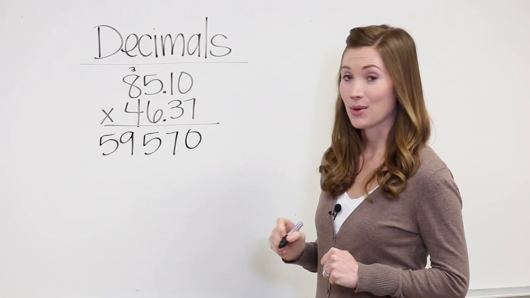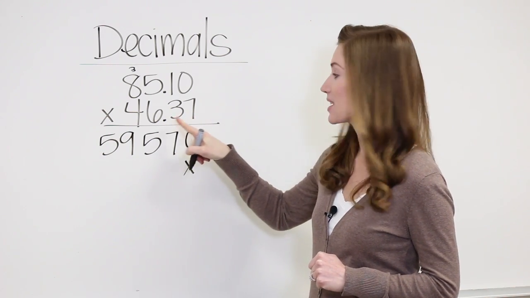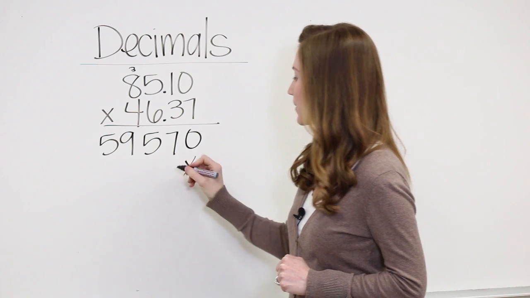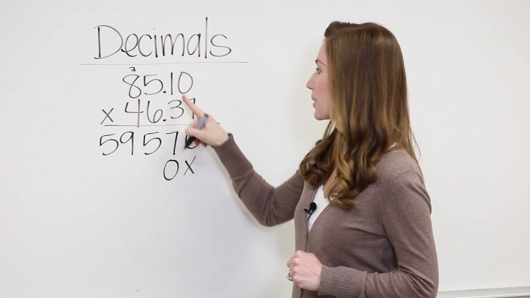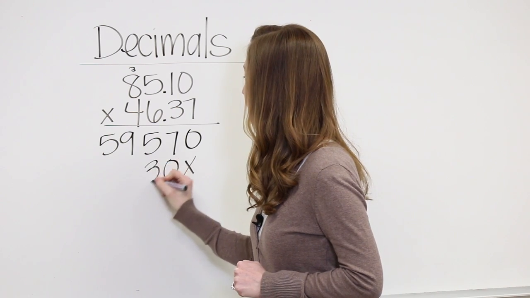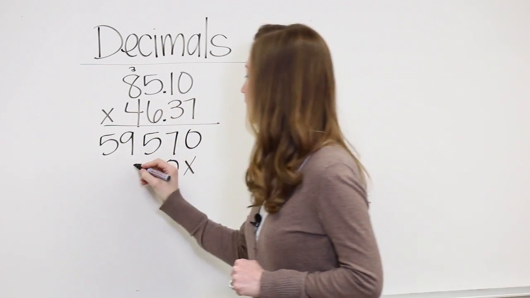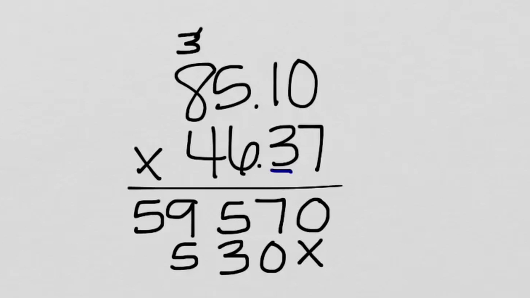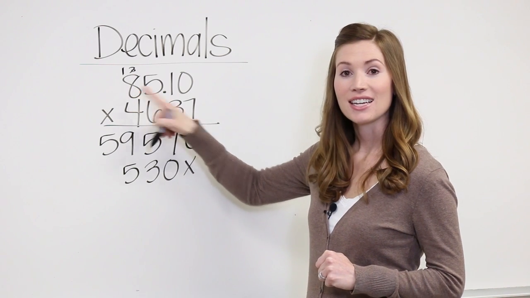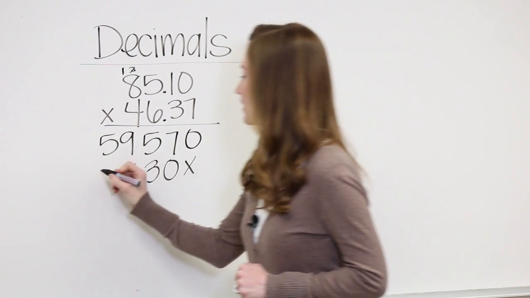Now we need a placeholder. We're done with our hundredths place. We're moving on to our tenths place. 3 times 0 is 0. 3 times 1 is 3. 3 times 5 is 15. Write the 5, carry the 1. 3 times 8 is 24, plus 1 is 25.